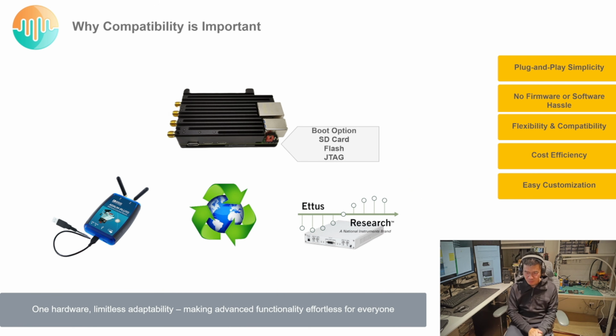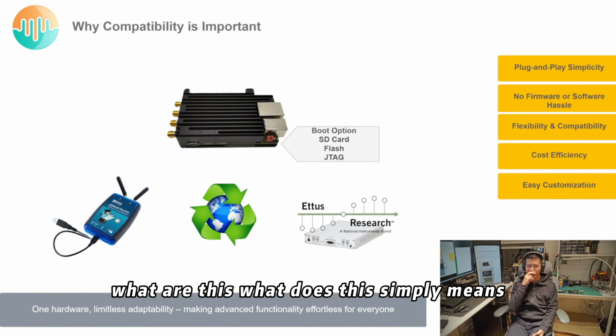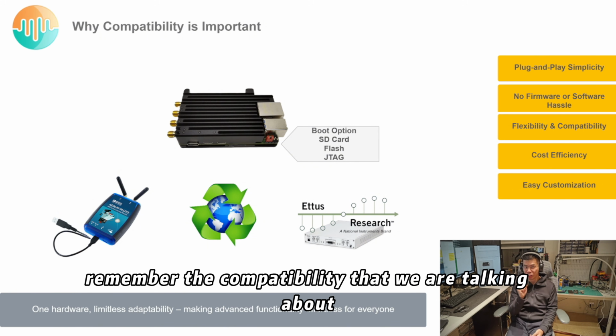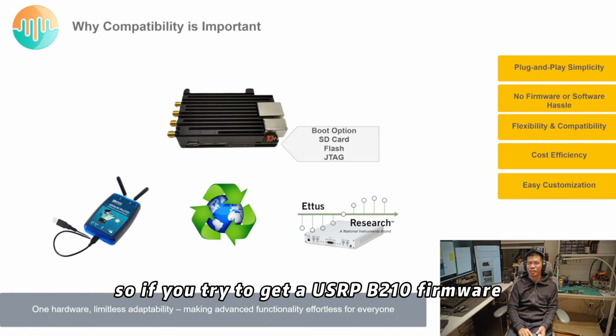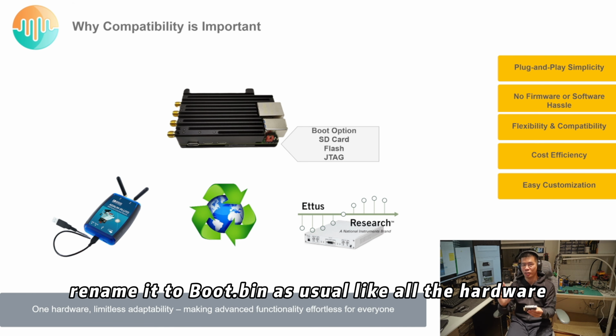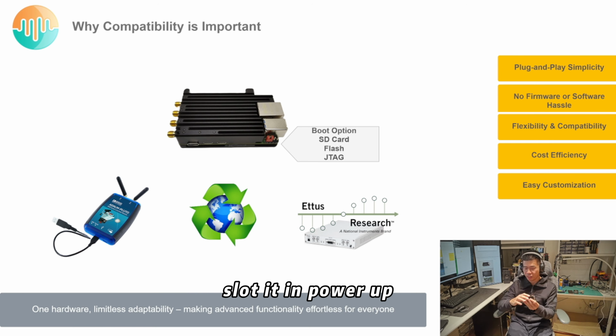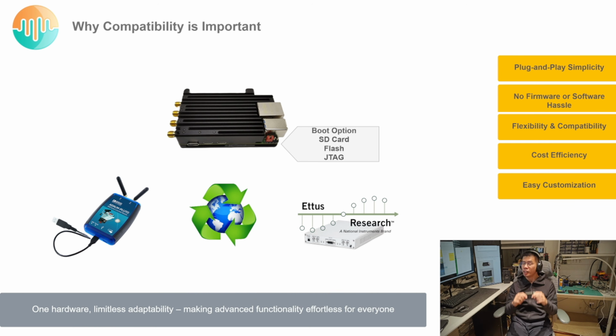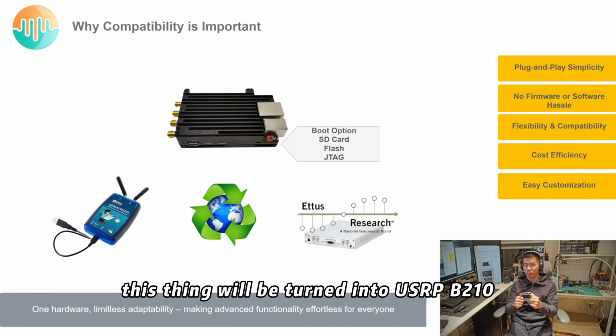So what does this simply mean? Remember the compatibility that we are talking about. If you get a USRP B210 firmware, copy it into the SD card, rename it to boot.bin as usual, like all the hardware do it, right? Slot it in, power up, this thing will be turned into USRP B210.